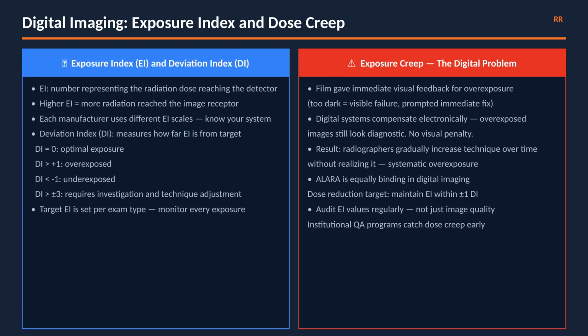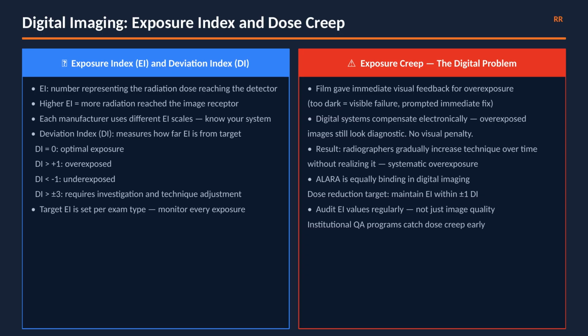Digital imaging fundamentally changed dose management, and not entirely for the better. The exposure index, EI, is a number generated by the digital detector representing the radiation that reached the receptor. Higher EI, more radiation reached the detector. The deviation index, DI, tells you how far your EI is from the target. 0 is optimal. +1 means approximately 25% over target. -1 means approximately 25% under. Values outside plus or minus 3 require investigation.